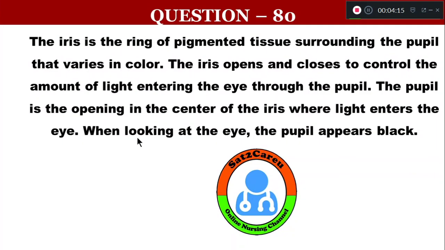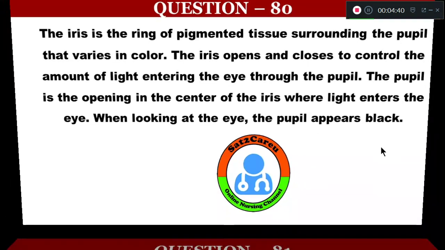Iris regulates. The iris is the ring of pigmented tissue surrounding the pupil that varies in color. The iris opens and closes to control the amount of light entering the eye through the pupil. The pupil is the opening in the center of the iris where light enters the eye. When looking at the eye, the pupil appears black. So the right answer is iris.